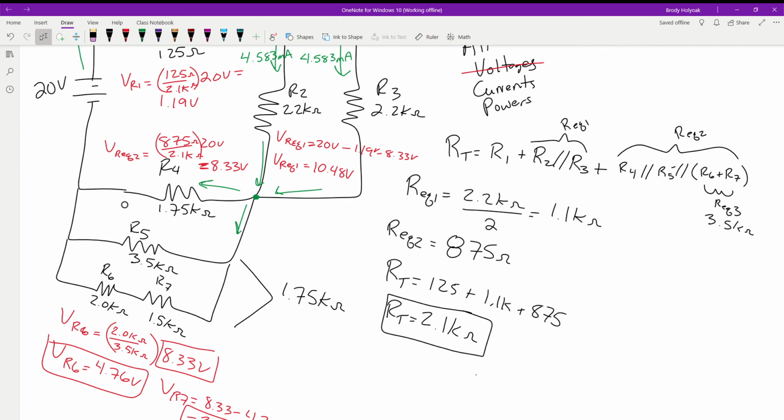So what is our current going through R4? We take the 8.33 volts divided by the 1.75K. Setup for current divider is similar to the voltage divider, except you take your total current and multiply it by your total resistance divided by the individual branch resistance. So in this case, remember our equivalent is 875, so that value would go on top, and on the bottom would be these individual values.